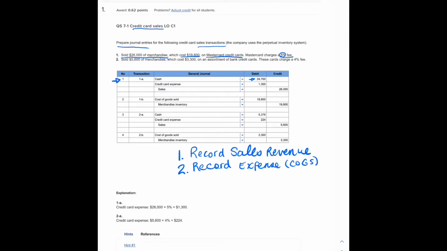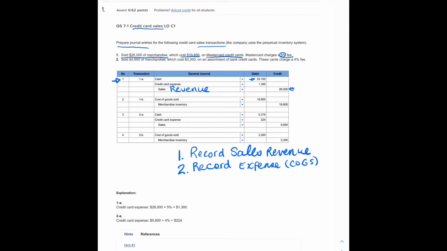So let's, instead of starting right here with our cash, let's instead start right here. We made a sale. We know that $26,000 worth of sale is revenue. So this is what we've been calling up until this point in the semester sales revenue. And that is $26,000. We know sales revenue is an income statement account. So we know what's going on right here. So then the next piece says, well, where did this $1,300 and this $24,700 come from?